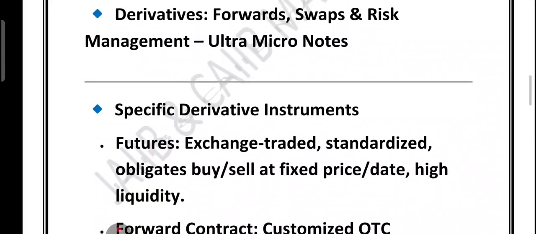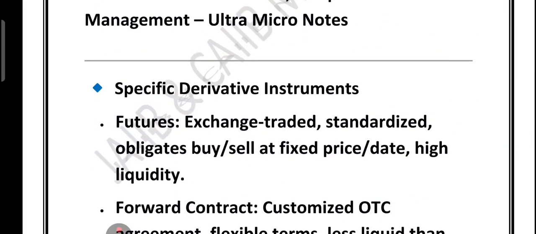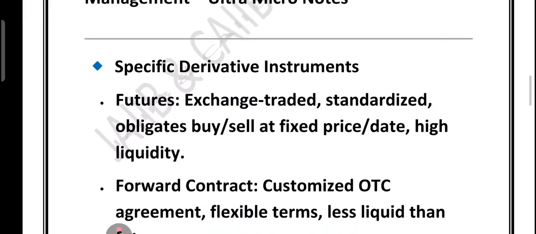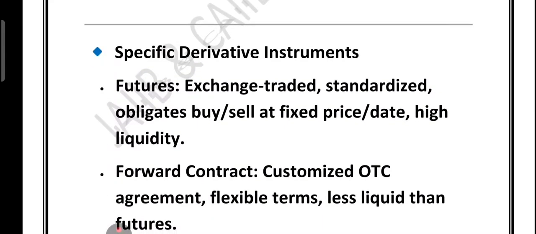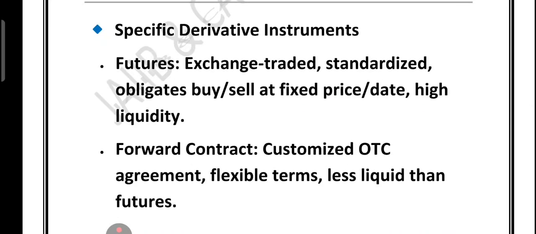Now let's look at some derivative instruments that we have. The first instrument is called a future. You know what a future is? Futures are standardized contracts traded on an exchange. They obligate you to buy or sell an asset at a fixed price on a fixed date. So it's a kind of exchange traded, standardized contract. You can buy or sell at a fixed price on a fixed date. Very liquid, and it is easy to sell, easy to trade.